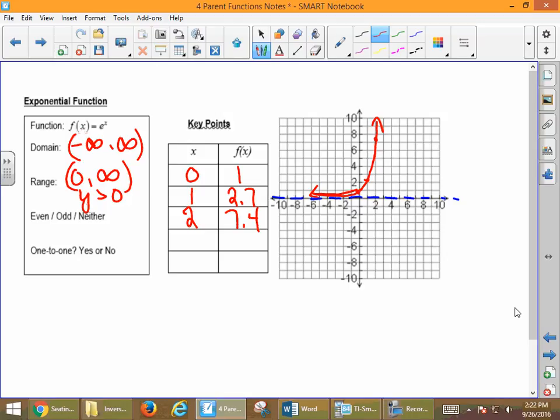When we look at our functions, we notice that the graph isn't symmetric with respect to the y-axis, so it's not even. Not symmetric with respect to the origin, so it's not odd, which means that it must be neither. But is it 1 to 1? We passed the horizontal line test, so it is.